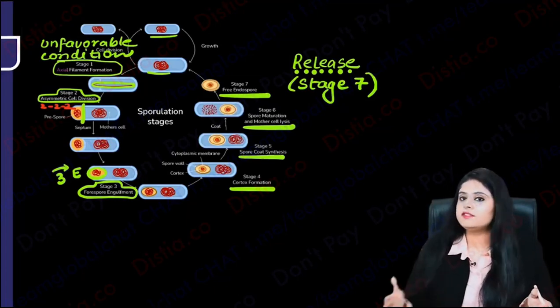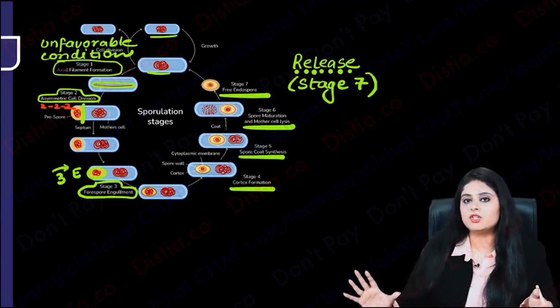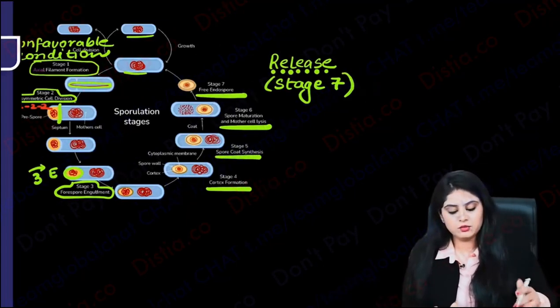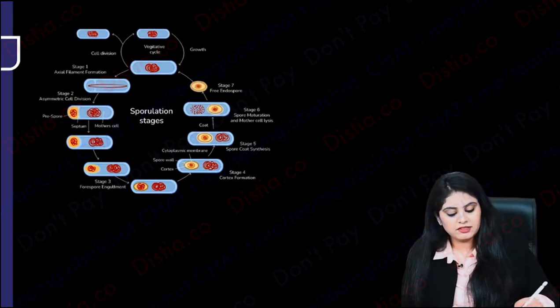After that, in stages 4, 5, 6 you will just keep on making it mature, and in stage 7 you will release it. So let's do a recap. Let's do a recap of this once again.